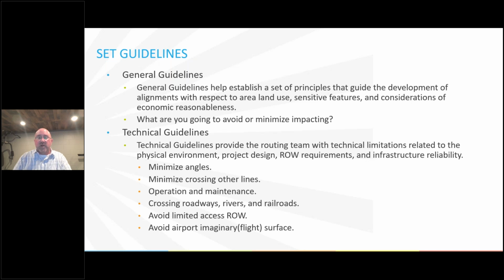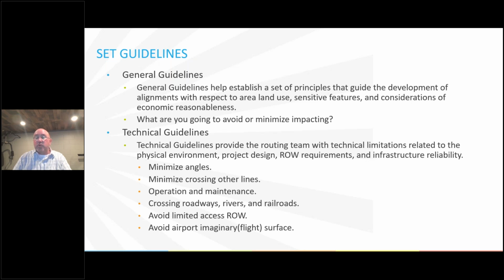So those are our general guidelines. Technical guidelines provide the routing team with technical limitations related to the physical environment, project design, right-of-way requirements, and infrastructure reliability. They include minimizing the number of angles along the transmission line route. That's going to reduce the number of custom structures you want. Minimize the number of crossings of transmission lines of equal or higher voltage. It's going to require special structures if you do that. Consider long-term operation and maintenance of the transmission line.